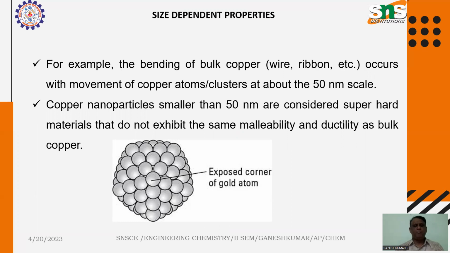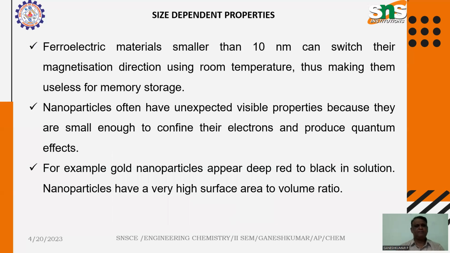The bending of bulk copper, that is the copper wire or ribbon, occurs with the movement of copper atoms or clusters at the 50 nanometer scale. The copper nanoparticles smaller than 50 nanometers are considered super hard material. They do not exhibit the malleability and ductility, but usually copper wires exhibit malleability and ductility at the bulk size, but in nano size, they are so tough, they don't exhibit those properties.